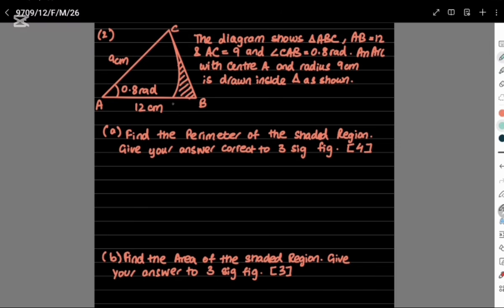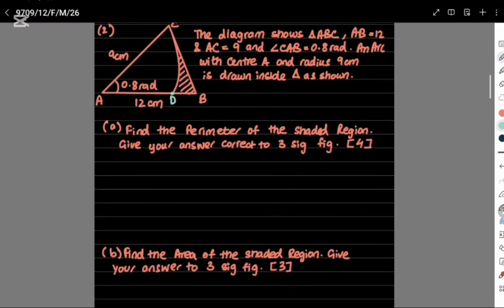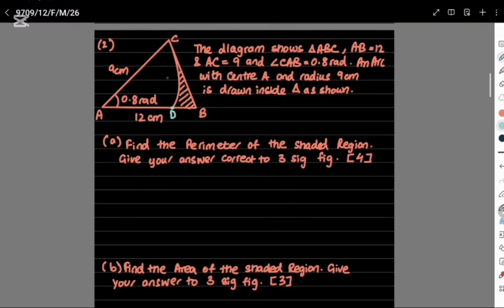Okay, so let this point be D. So this is basically the arc length. So to find that arc length CD, the formula is theta r, which is 0.8 times the radius, which is given as 9 cm. So 0.8 times 9 is 7.2 centimeters.